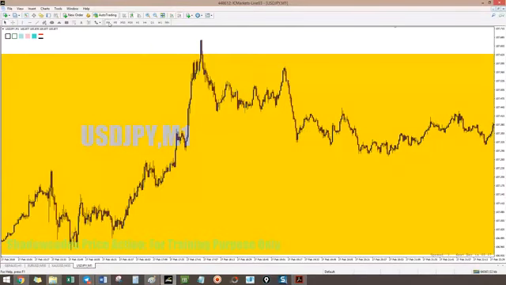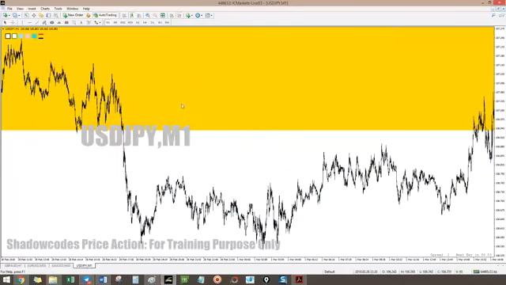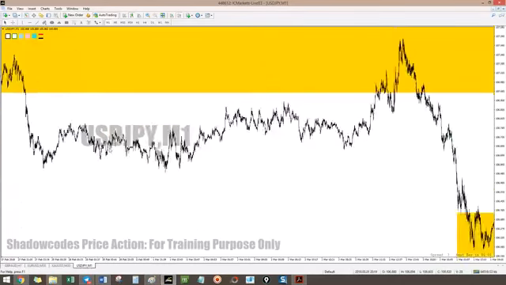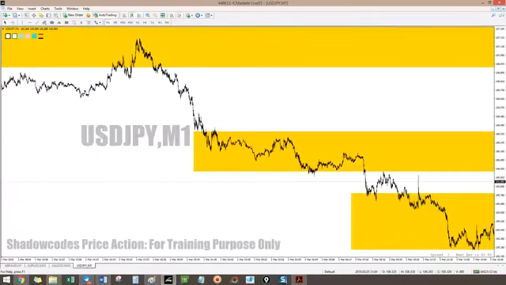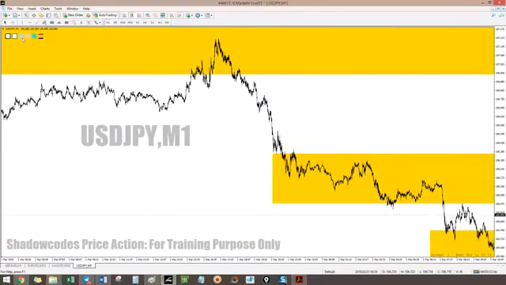Then let's change to M1. Oh, is it too big? Yeah, it's too big. Sorry, I cannot change it because it's too big. It's okay, I can just draw it over here like this. So you have a 1 and then a 2 and then a 3.